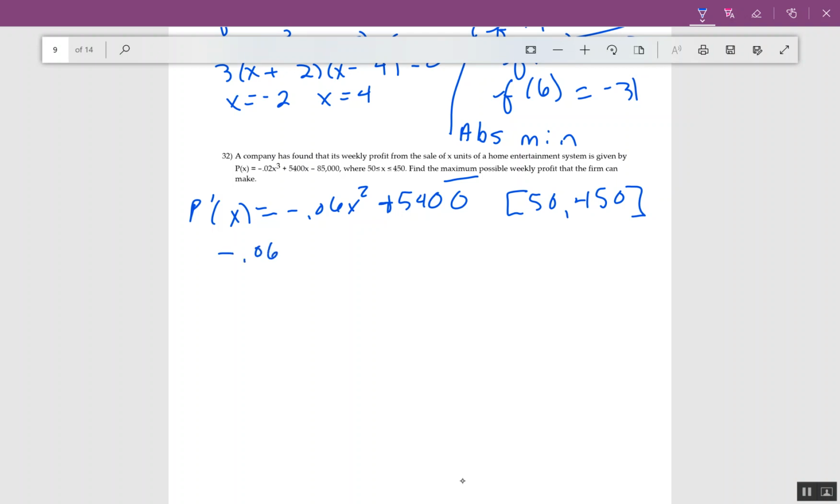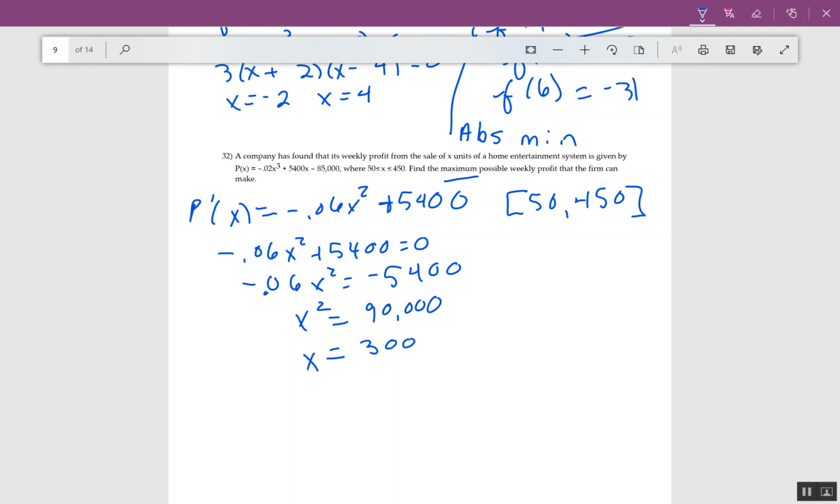So I have negative 0.06 x squared plus 5400 equals 0. I can move the 5400 to the right side, so now it becomes negative 5400. Then I'm going to divide by negative 0.06, which gives me 90,000. When I take the square root, I'm not going to put plus or minus because I can't make negative units, so I'm only going to keep the positive number, which was 300. First thing to do with that 300 is make sure it falls within our interval, which it does. It's between 50 and 450.